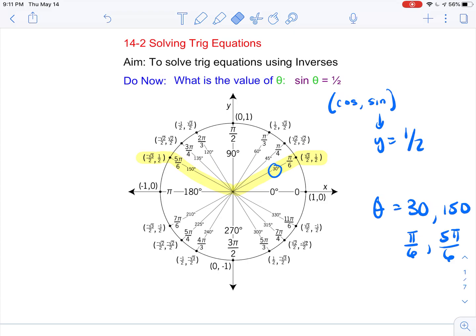So we see that between the interval of 0 to 2 pi on the unit circle, we have two possible answers. In degrees, that's 30 and 150. In radians, that's pi over 6 and 5 pi over 6. Notice both of these angles have the same reference angle, right? This has a reference angle of 30 degrees. That has a reference angle of 30 degrees. As well as the fact that they are both in quadrants where our trig function matches the sine.